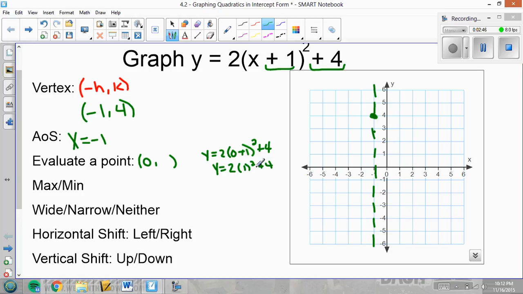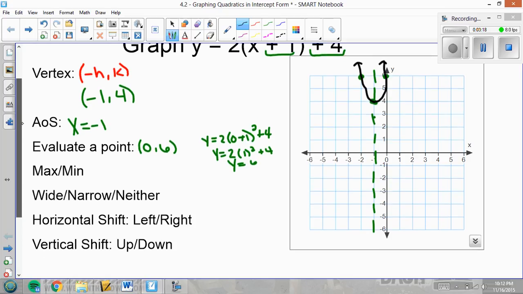Following my order of operations, remember you want to take care of your exponent first. So you have 1 squared, which is 1, times 2 is 2, plus 4, we know y is 6. So I'm at (0, 6). And if I go to the right one, I can reflect that across my axis of symmetry and go left 1. And draw my nice U for my parabola, keeping the arrows on the end showing it's continuous. Now I can answer the rest of my question.